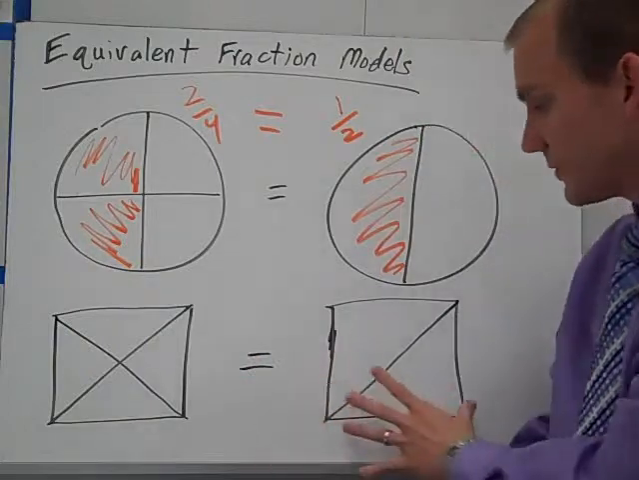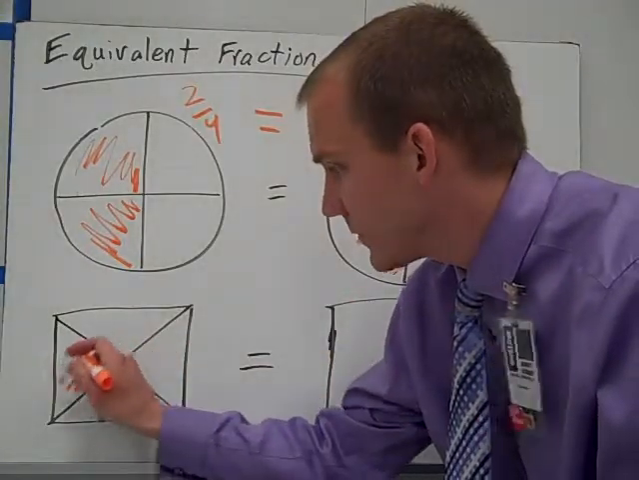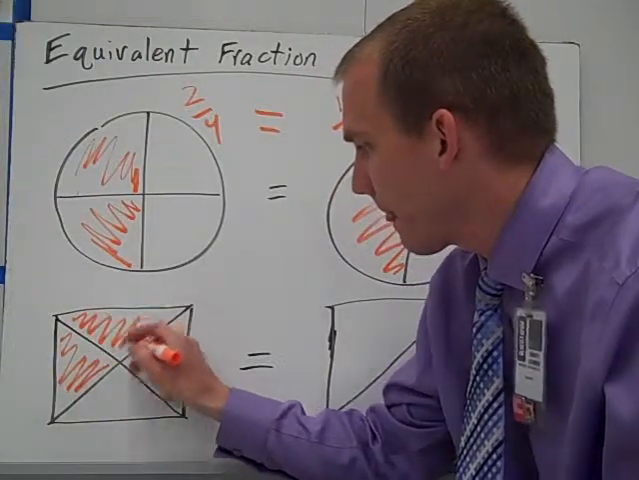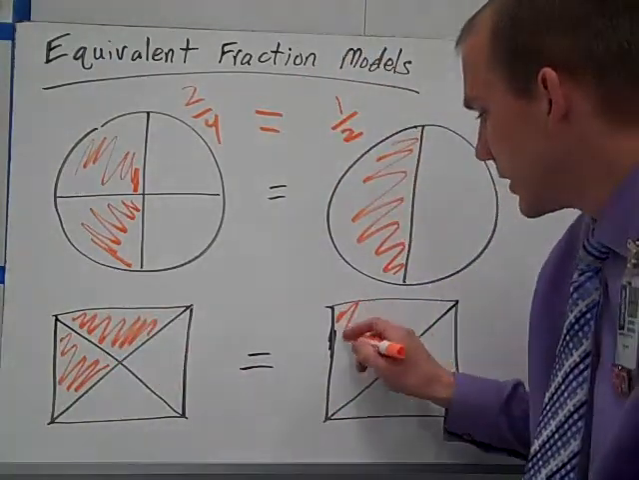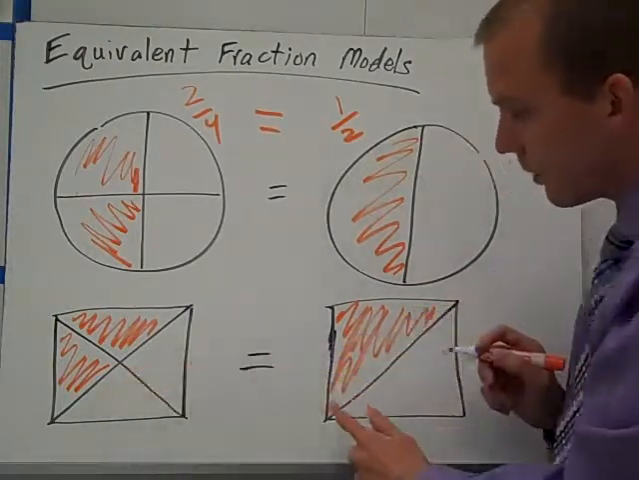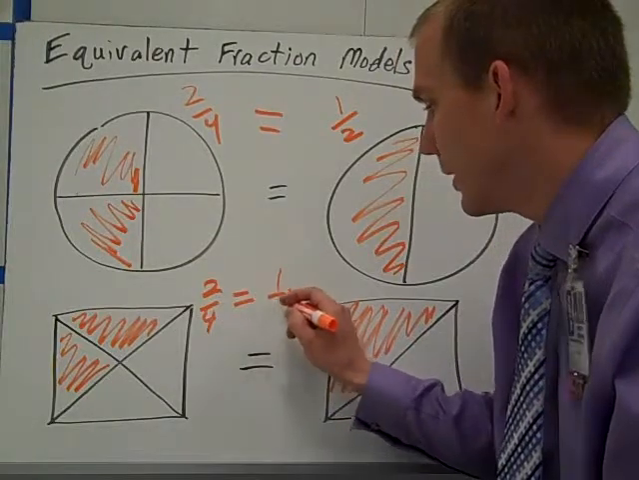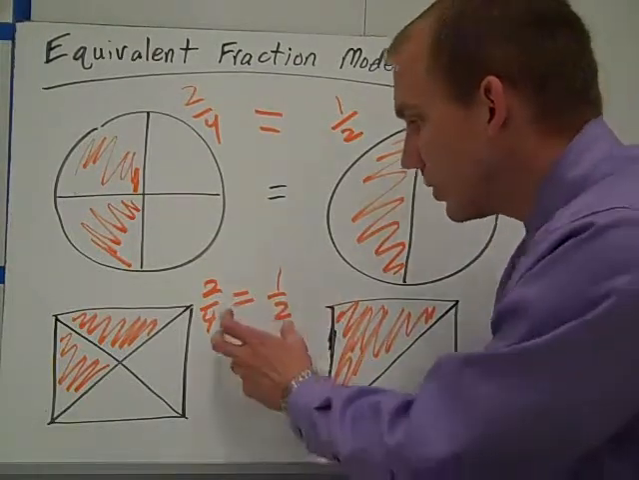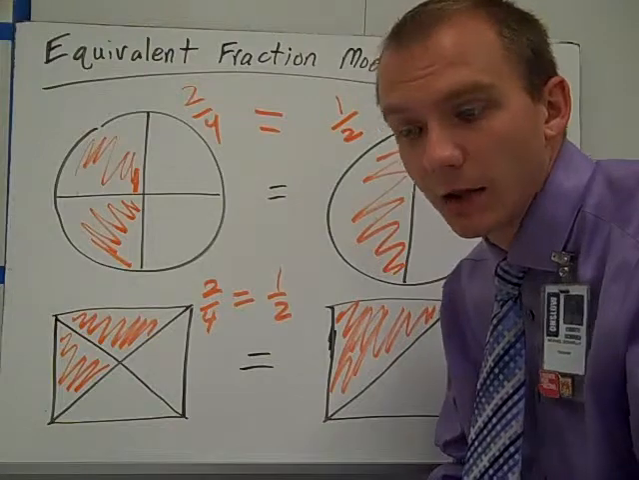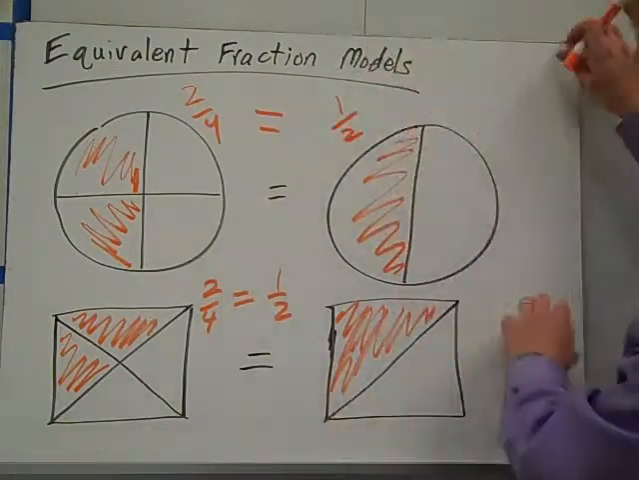Same thing down here. You have squares that we'll say are equal. And if I shade in 2/4, it would be the same as shading in 1/2 down here. So 2/4 equals 1/2. A good way for me to remember this is quarters and half dollars. 2 quarters equals 50 cents, which is half a dollar.